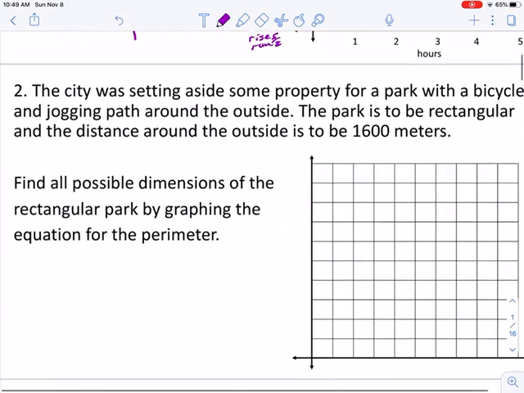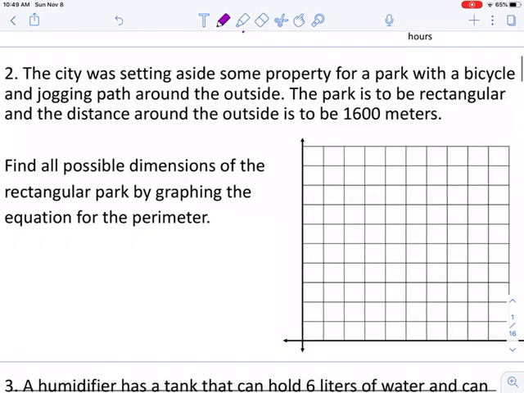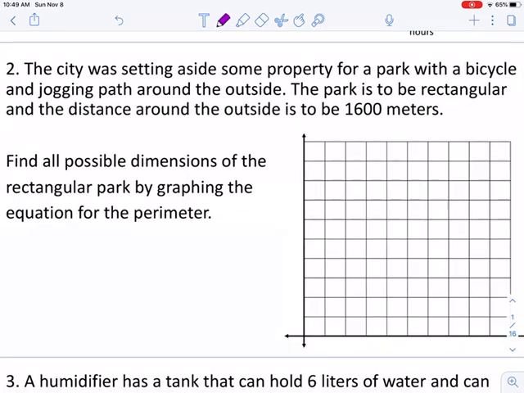There you go. Let's try another one. So in this one, the city was setting aside some property for a park with a bicycle and jogging path around the outside. The park is to be rectangular, and the distance around the outside is 1,600 meters. And we have to find all possible dimensions of the rectangular park by graphing the equation for the perimeter.